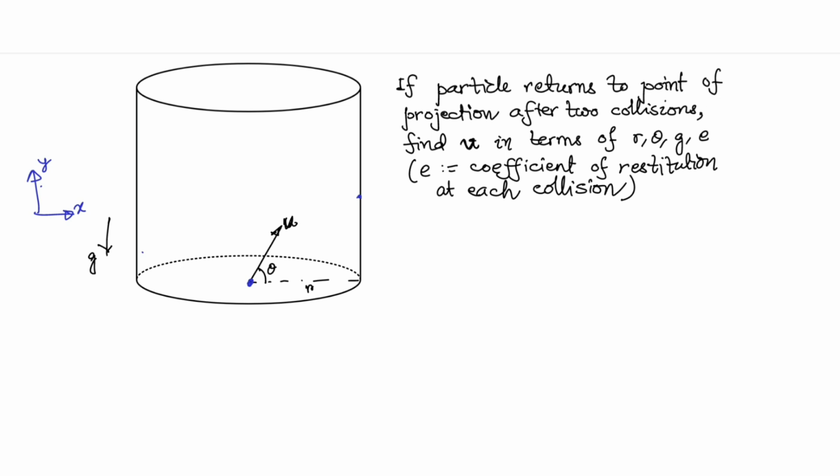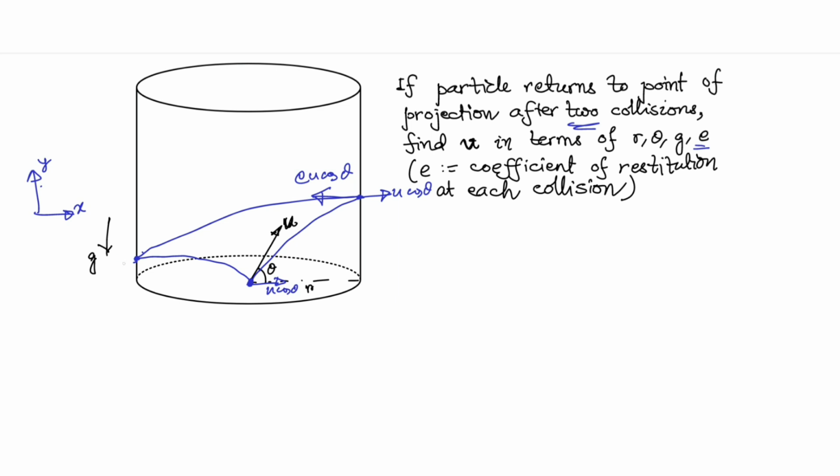It is said that it returns to the point of projection after two collisions. Let us think that the diagram is something like this. Let us think that the trajectory of the particle is something like this. Now, think that it is going with a uniform velocity of u cos theta in the x direction. Before the collision at this point, its velocity will be u cos theta. And after collision, since the coefficient of restitution is e, it will become e times u cos theta, right?